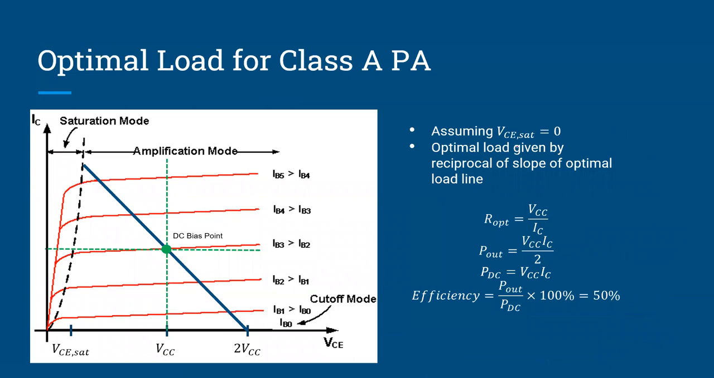And I'm also going to assume that VCE sat is zero like we did before. So VCE is basically going to sit at VCC, because remember the collector voltage is sitting at VCC and the emitter voltage is sitting at zero. So VCE is just VCC minus zero, which is VCC.